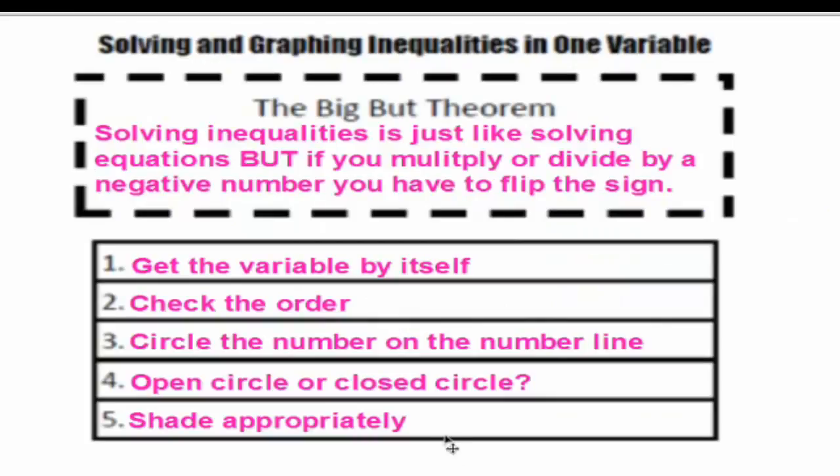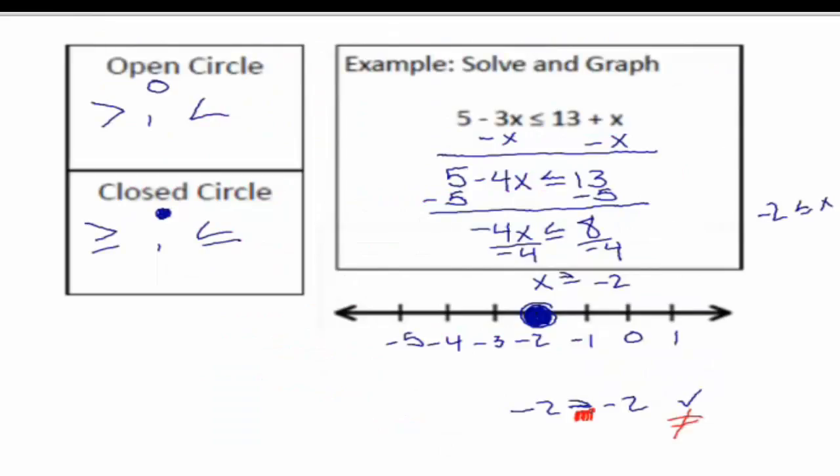Then last step, step 5, is shade appropriately. What does that mean? Well, negative 2 is not the only answer that I can use to make this inequality true. x has to be greater than or equal to negative 2, so any number I plug in has to be greater than or equal to negative 2. Is negative 1 greater than or equal to negative 2? Yes. Is 0 greater than negative 2? Yes. Is 1 greater than negative 2? Yes. So my shading is going to go this direction, and I'm going to put an arrow because it has to go that way forever.